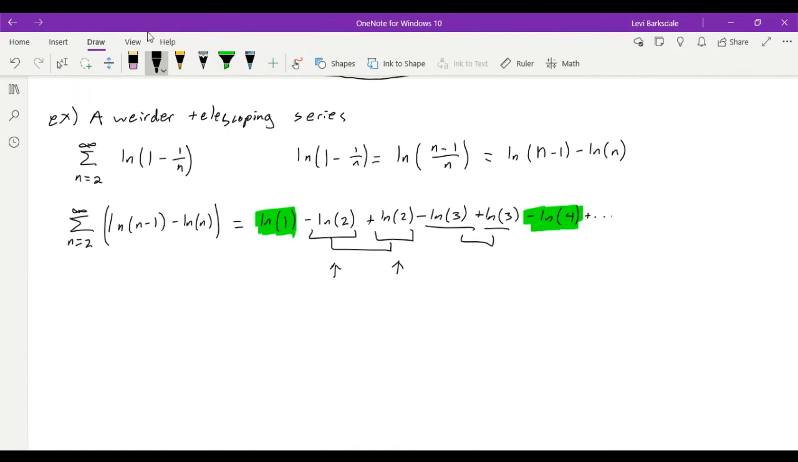So for very large n's, that wouldn't be the natural log of 4, it would be minus the natural log of n. So our series would come out to be the limit as n goes to infinity of the natural log of 1 minus the natural log of n. Natural log of 1 is just 0, but then the natural log of n goes to infinity, so that goes to negative infinity, and our series diverges.